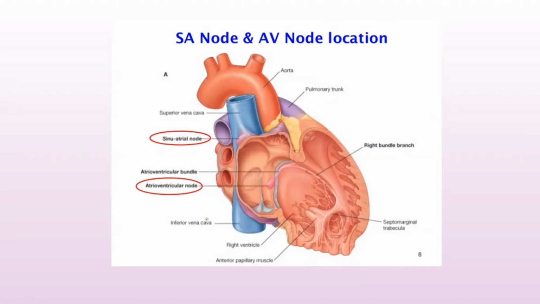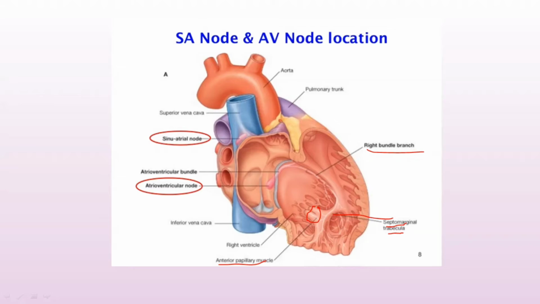Now look at this picture. This is the SA node, then the AV node, then the AV bundle, then the right bundle branch. Now look at the picture. The right bundle branch passes through the septomarginal trabeculae to reach the anterior papillary muscle. This is the septomarginal trabeculae and this is the anterior papillary muscle.